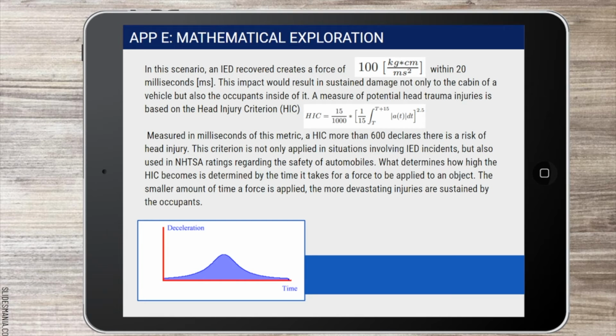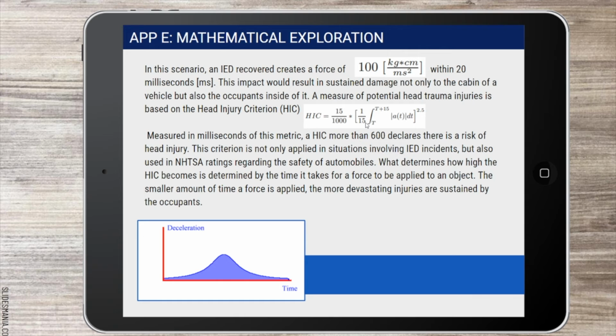In this scenario, an IED creates a force of 100 kilograms times centimeters over meters per second squared within 20 milliseconds. This impact would result in sustained damage not only to the cabin of the vehicle but also the occupants inside of it. A measure of potential head trauma injuries is based on the head injury criterion, also known as the HIC, which is the differential equation that we have here.